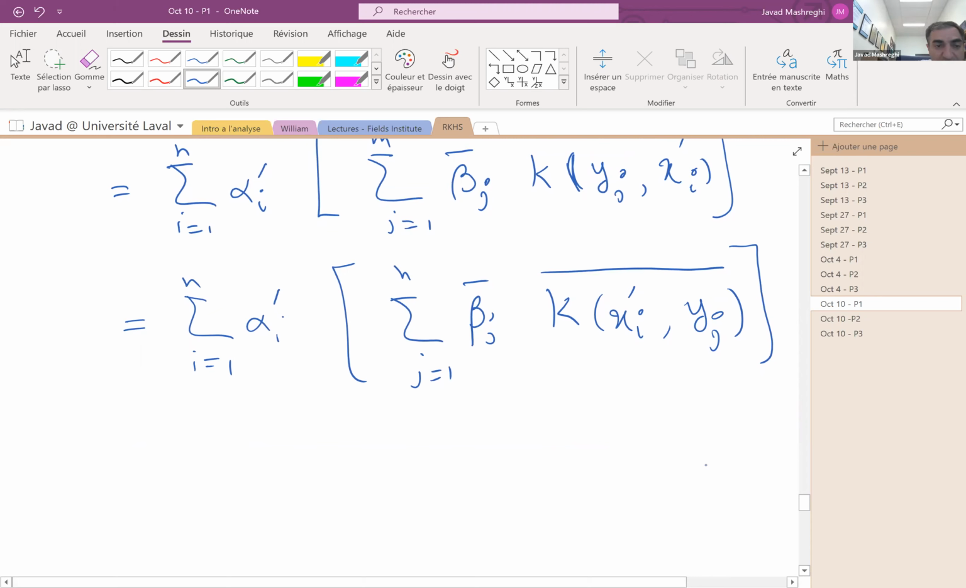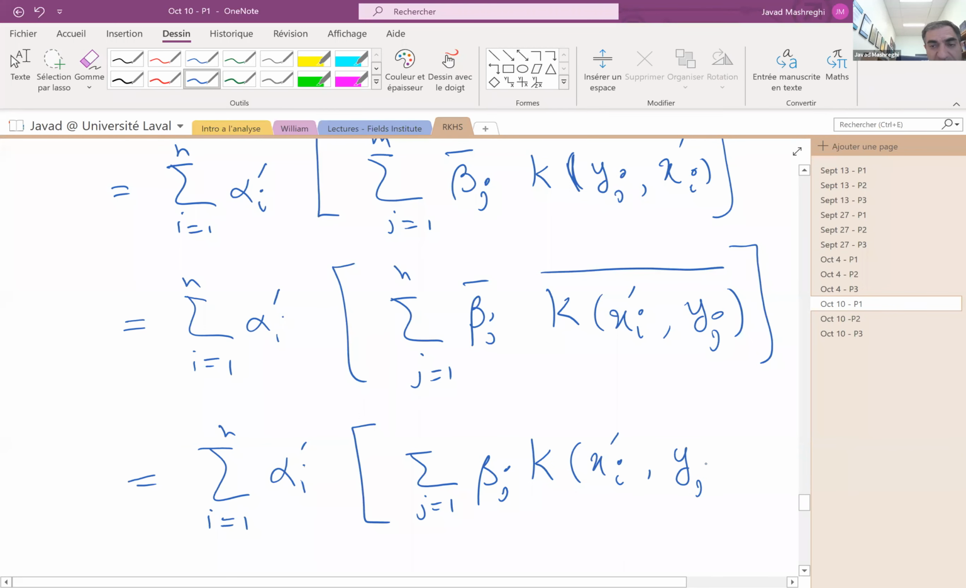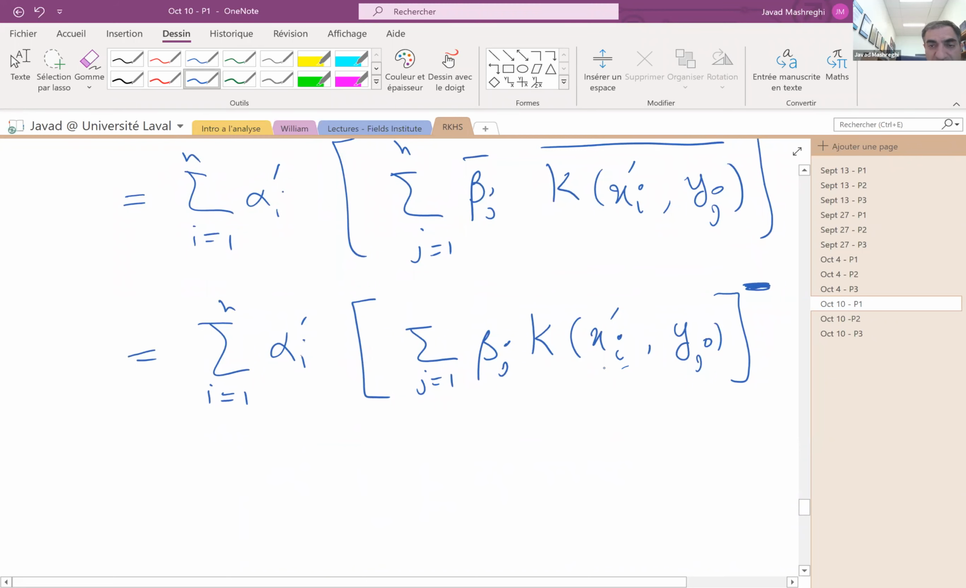And what can you say about beta_j k(x_i', y_j)? There is a bar here. And you see now our argument, which is fixed, is this one. And the summation is with respect to beta_j. And this is a representation for the second function.